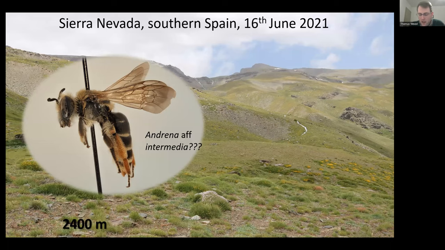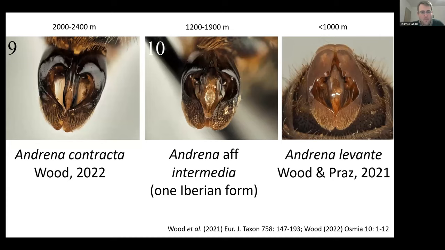However, when you begin to examine the male genitalia, you see very substantial differences. So these are genitalia from specimens taken, on the left, from the high altitude alpine zone, in the middle, from the subalpine zone, and on the right, from the dry valleys to the east of the Sierra Nevada, generally at less than 1,000 meters. And we see very substantial change in the genitalia, even though the females are extremely difficult, if not impossible, to separate without genetic or context clues.